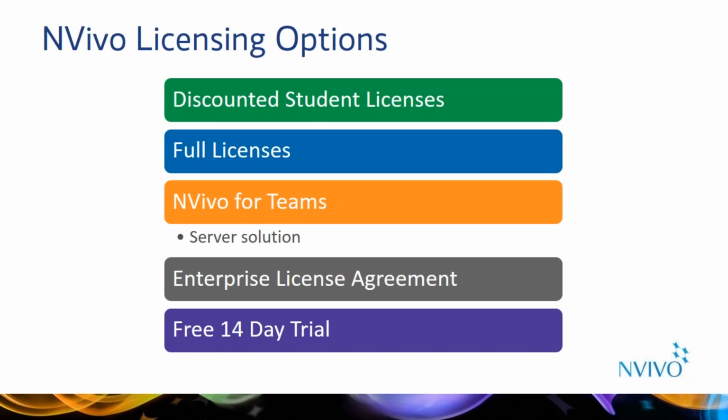We offer discounted student licenses for NVivo Starter and Pro. These are full functionality, but limited to 12 months. You can also choose to purchase a full license, which is a perpetual one-time license for individuals. You can also choose to purchase an optional subscription, which entitles you to priority support and any new versions that are released during the term of your subscription.